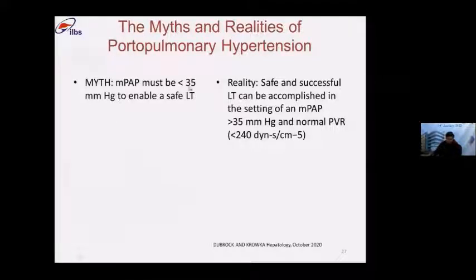Mean pulmonary artery pressure must be less than 35 mmHg to enable a safe liver transplant. Again, these days they are able to show that safe and successful liver transplant can still be accomplished in the setting of mean pulmonary arterial pressure more than 35 mmHg, but with documented reduction of pulmonary vascular resistance to less than 240 dynes. So they say that with reduction of pulmonary vascular resistance, there is an enhanced flow in the pulmonary arteries, which can lead to a false rise in mean pulmonary artery pressure.